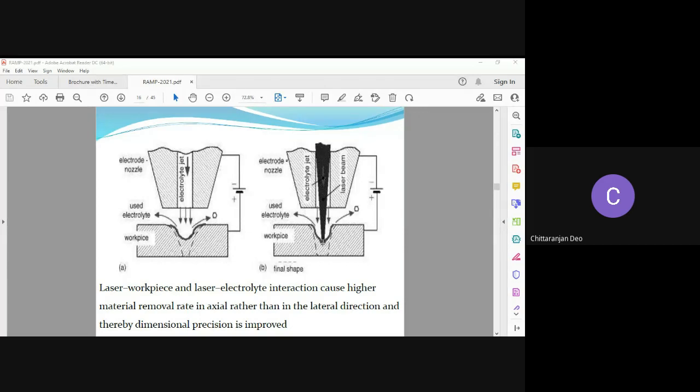So we can say that with the combination of the laser beam with the electrolyte jet, the material removal is faster and it can be precise to a particular point. Laser-workpiece and laser-electrolyte interaction also cause a higher material removal rate in the axial direction.